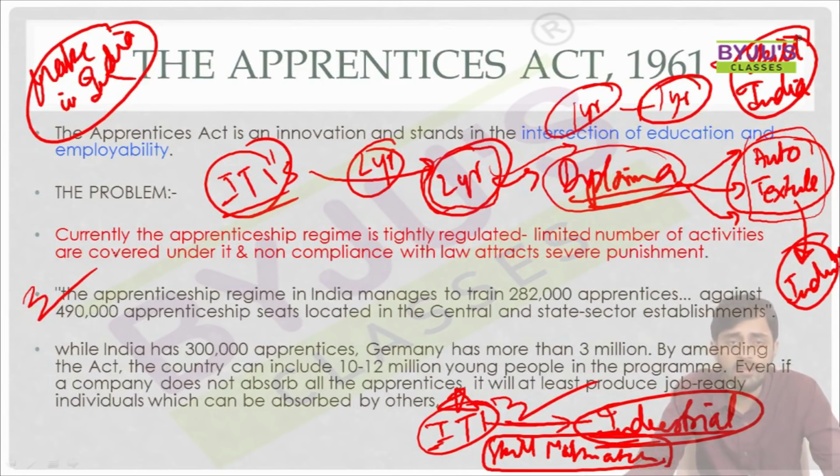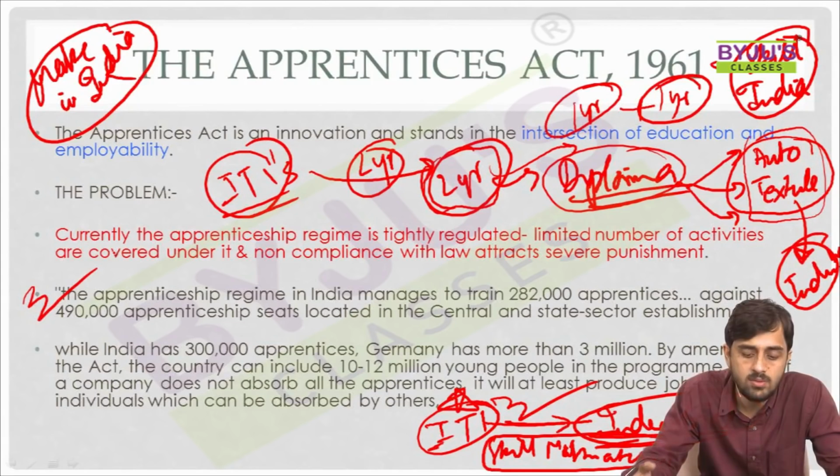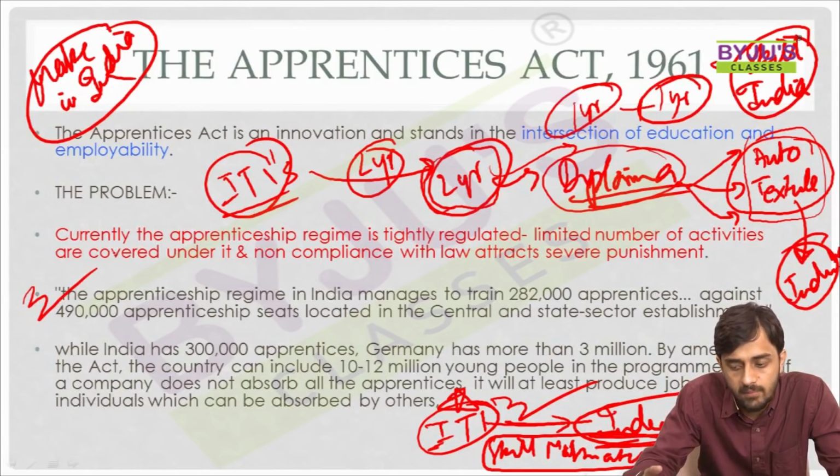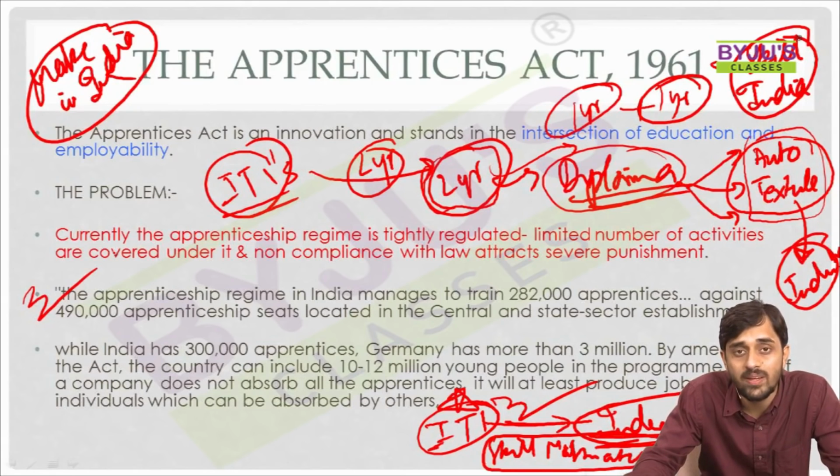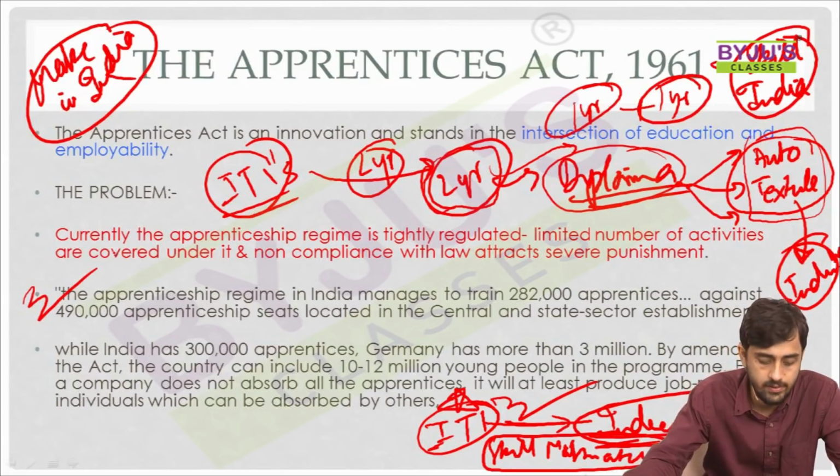Now, at the same point of time, what we need to do is to amend the Apprentices Act. Currently, the number of areas of industries in which apprentices are allowed to be hired by manufacturing units is very small. We need to allow a larger range of industries to hire apprentices, so as to bring about a closer linkage between industries and training institutes. At the same point of time, we should allow the hiring of apprentices not just in the manufacturing sector but also in the services sector.